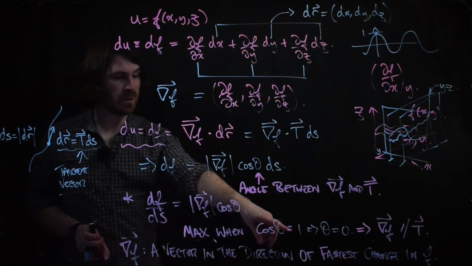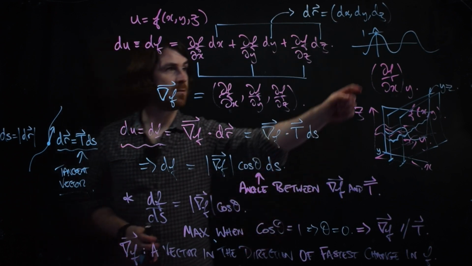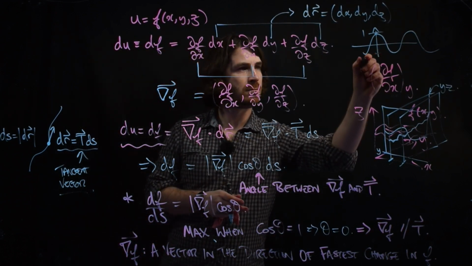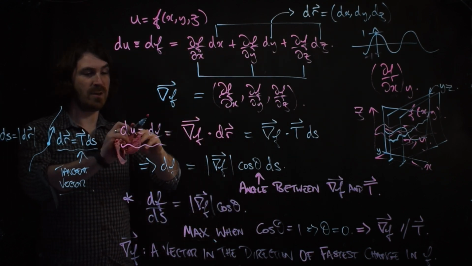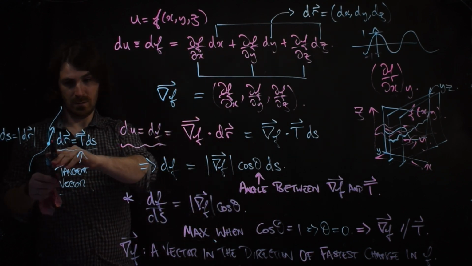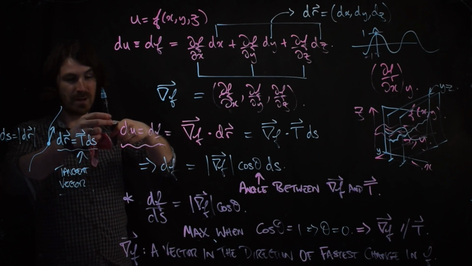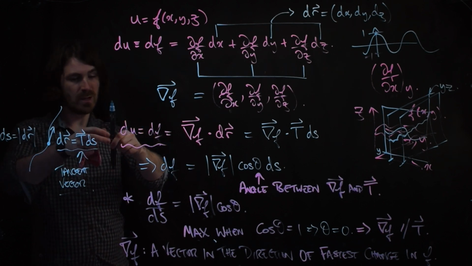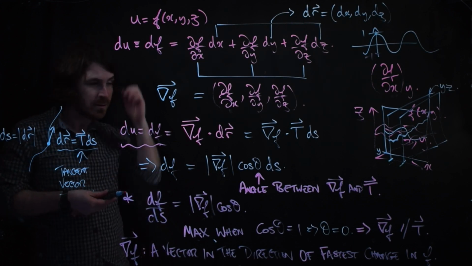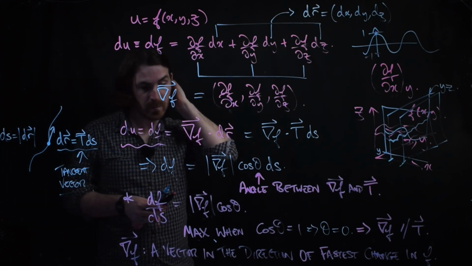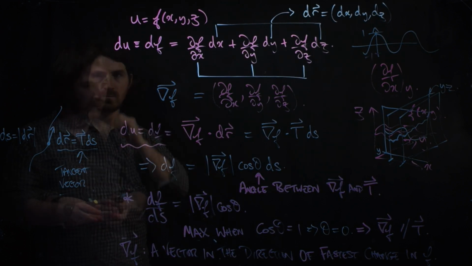And it's minimum when cosine theta is -1. That's when the gradient of f and the tangent, the direction you're moving, are antiparallel. So that's straight down. That's the steepest way down. Okay, all right, let me tidy this up.